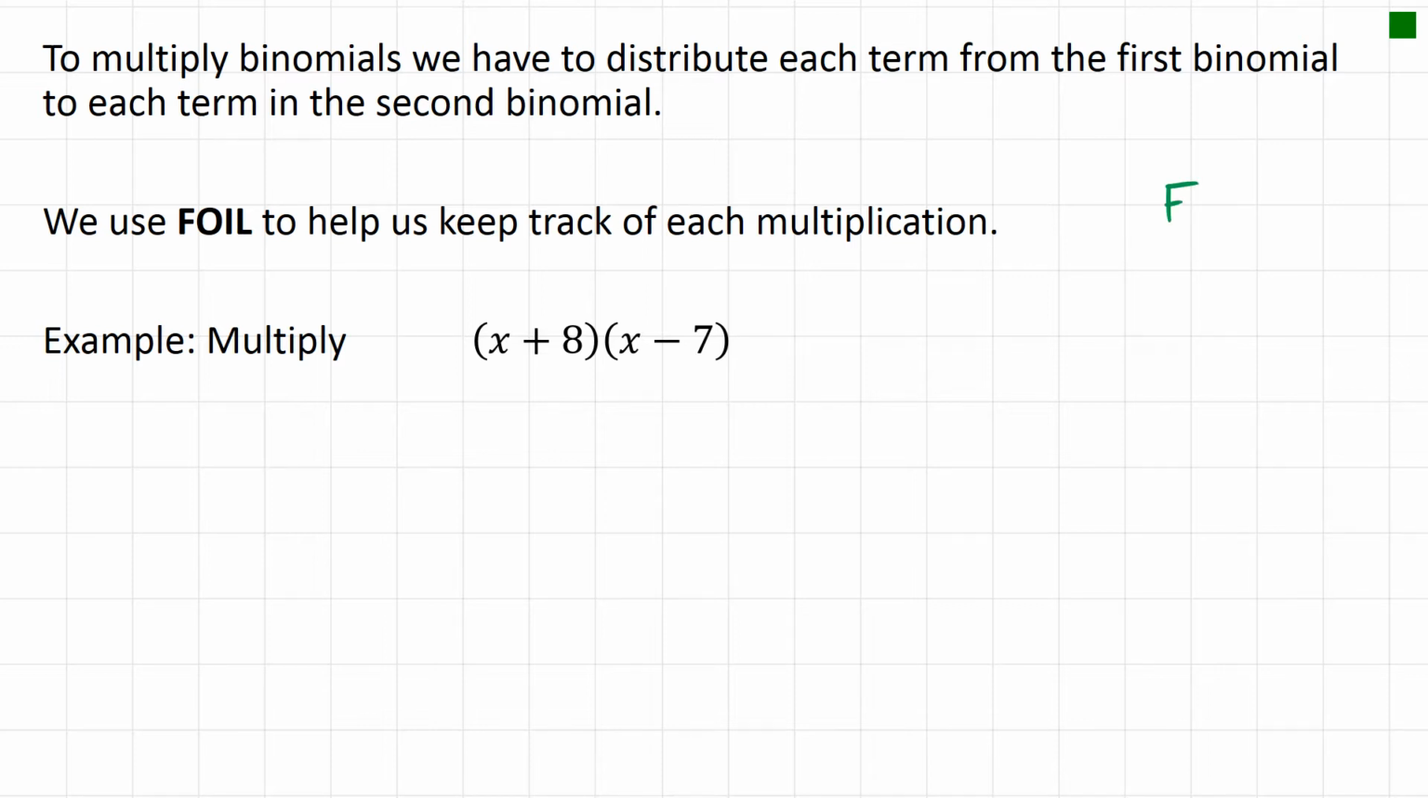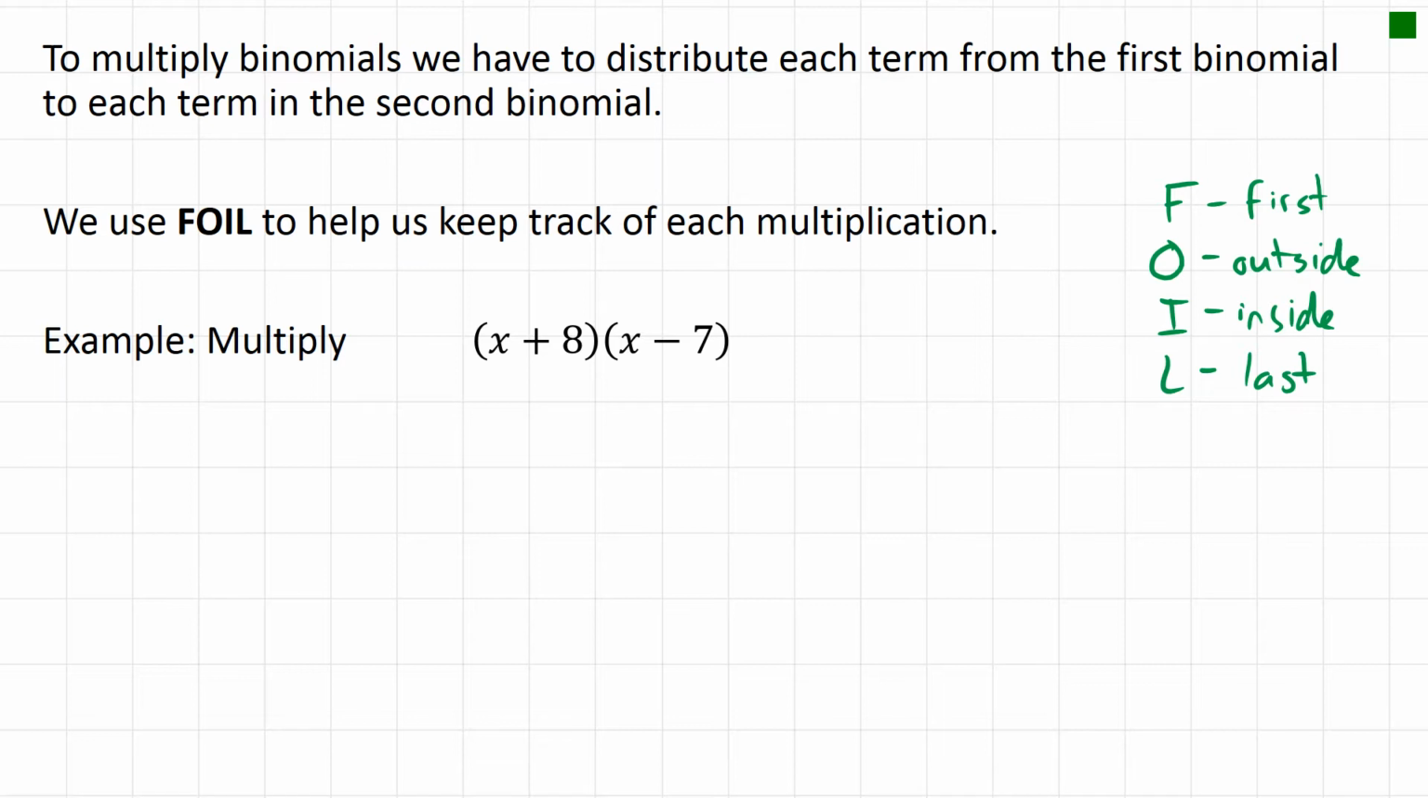FOIL stands for first, outside, inside, and last. And let me show you what that means in the context of multiplying binomials. So we're going to multiply 8 plus x times x minus 7.